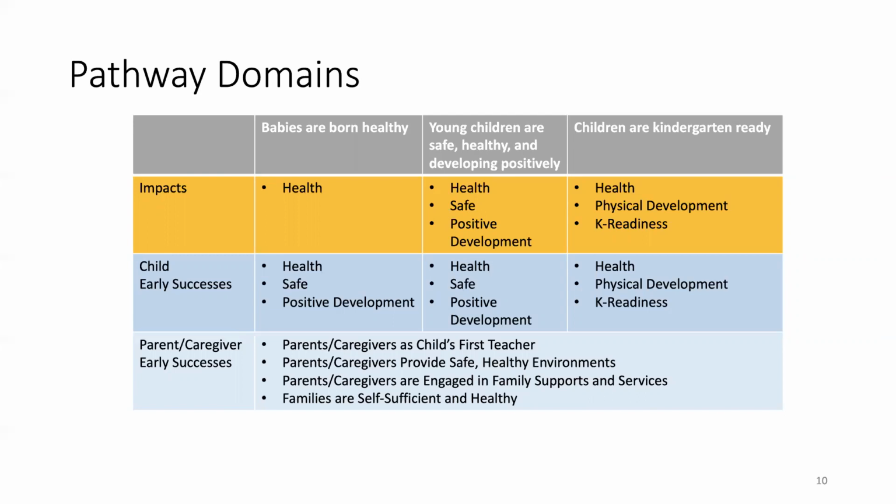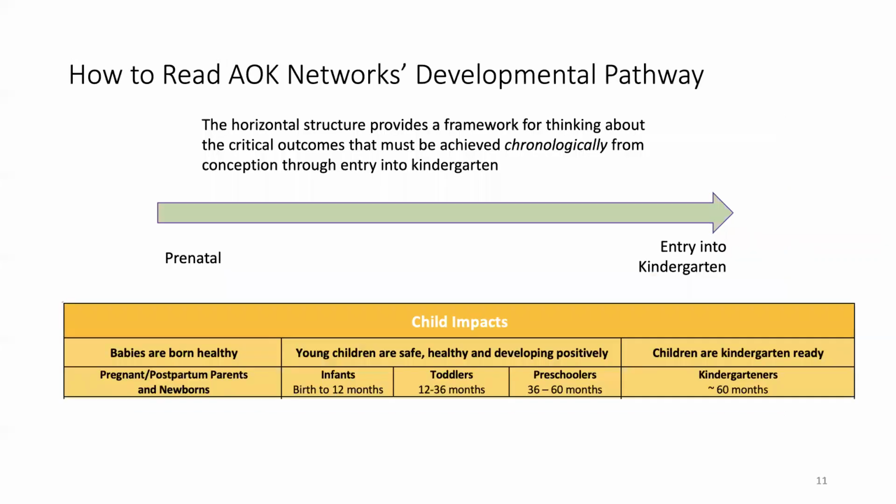And then when we start talking about children being ready for kindergarten, we're still focused on health, physical development, and then instead of positive development, those kinds of outcomes are grouped under kindergarten readiness. And then finally, the parent, caregiver, or family early successes are on page 3, and those are listed there.